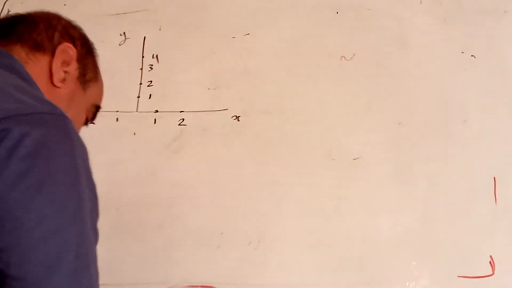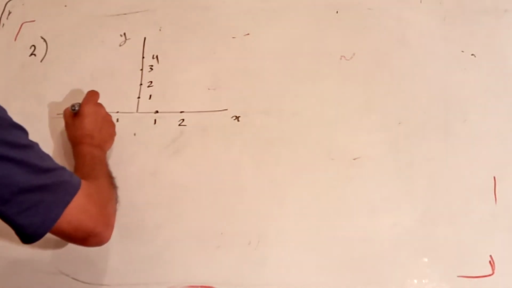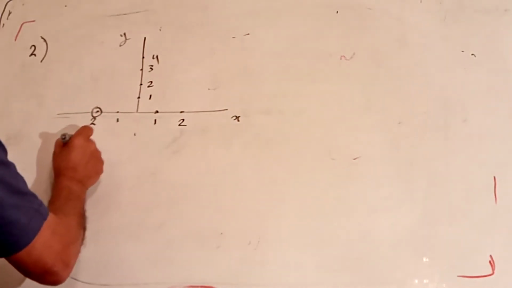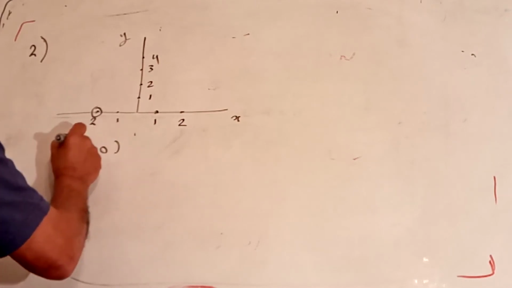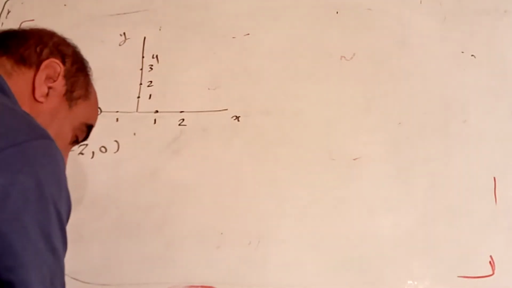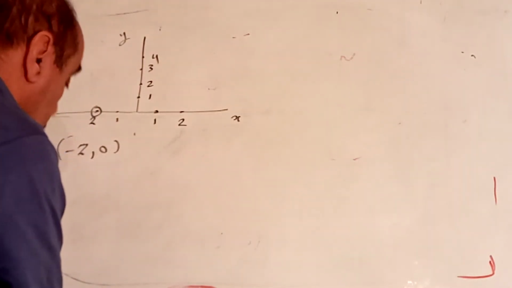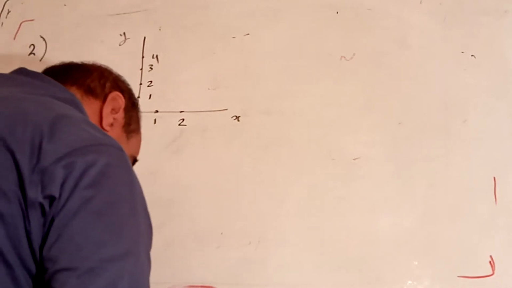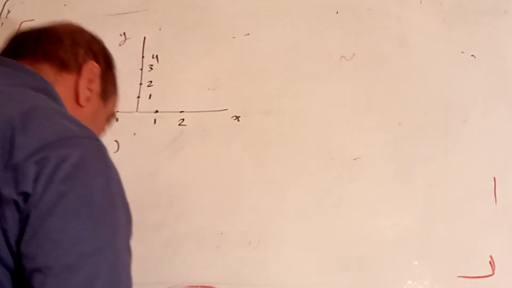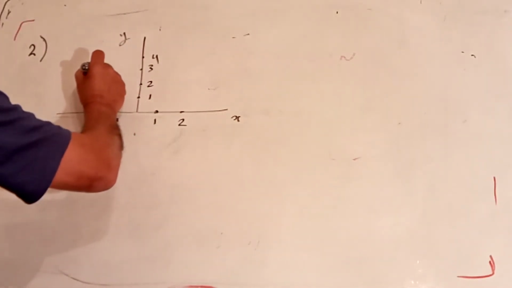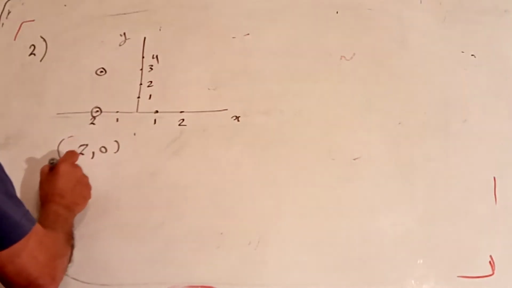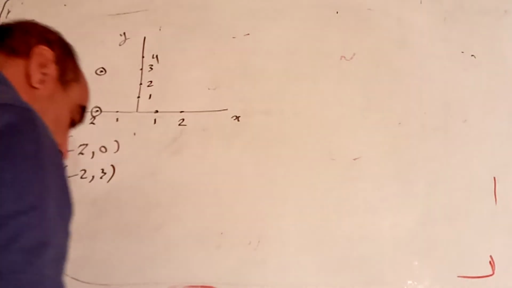Let's see our shape. The first point is minus 2 and 0, this point here. The second point is minus 2 and 3. This is the original point.